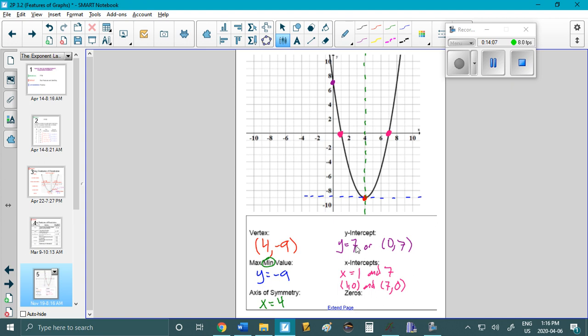I'm going to do one more example with you. You might be wondering, why didn't you put in the information for the zeros? Well, it's the same. So it's the exact same as the x-intercepts. So basically, those are the same answers. I'm just trying to get you used to the different terms that you're going to hear.